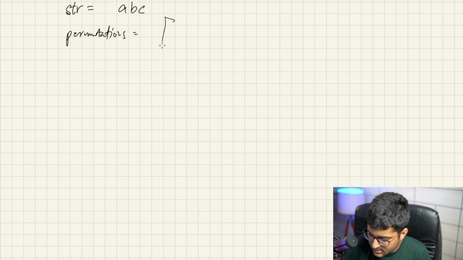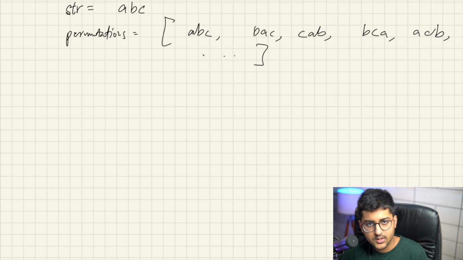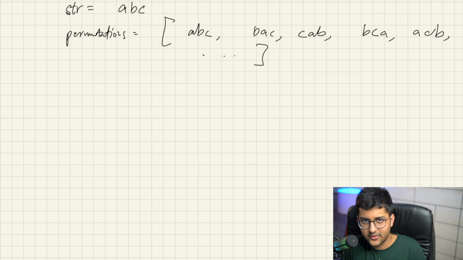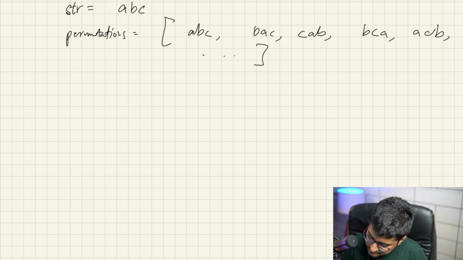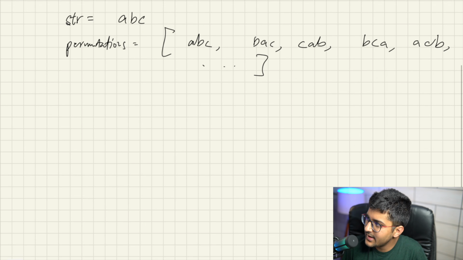Permutations. Just rearrange it. ABC itself, let's say BAC, CAB, BCA, ACB, and so on and so forth. So many. So this is what we want to find out. We're trying to find out all the possible permutations of a particular input. That is what we want to do. Now, how does it relate to the subset method?